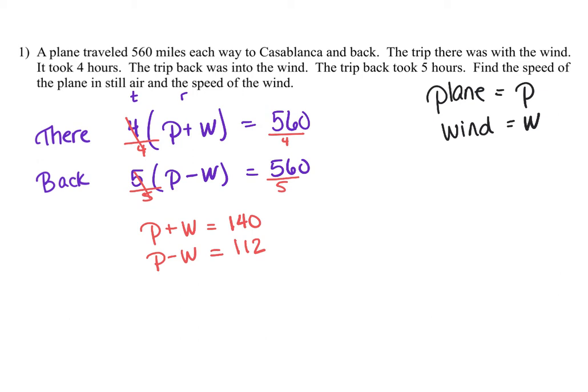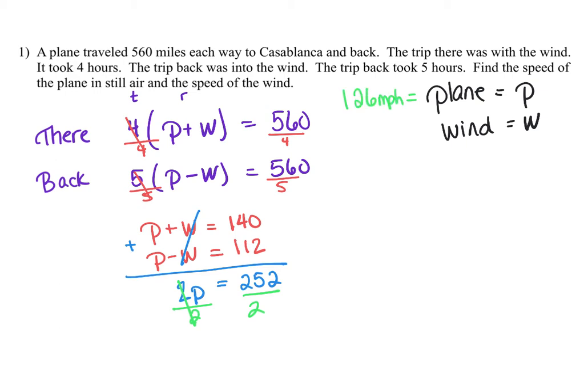All right. So we're going to add these just like we did on your quiz, which you're going to get back today, by the way. So your P plus your P is 2P. Your W's will cancel out. 140 and 112 gives us 252. My final step to solve for my speed of my plane is to do what? Right, so I'm going to divide both sides by 2. And when I do that, I'm going to see that my plane will equal 126 miles per hour. That is the speed of my plane.